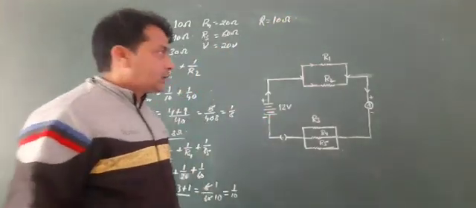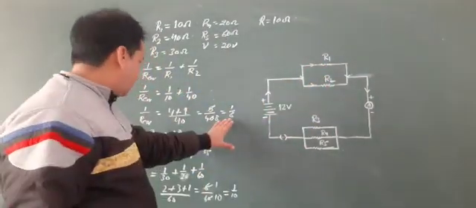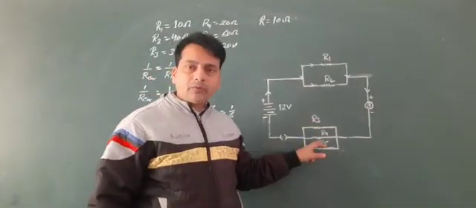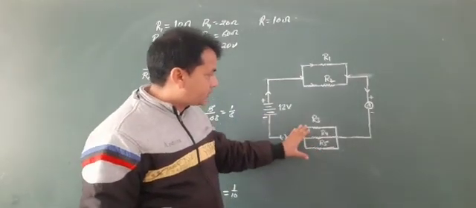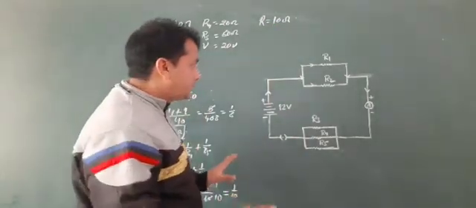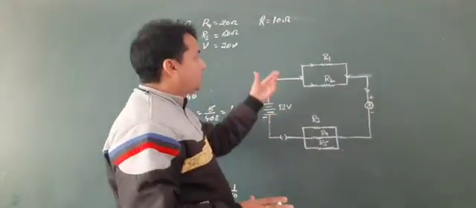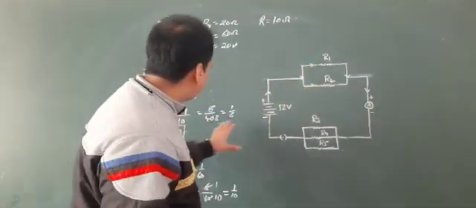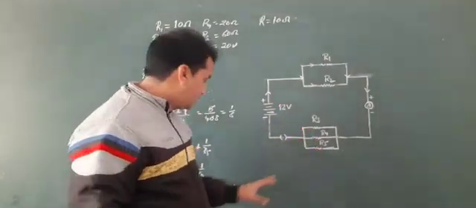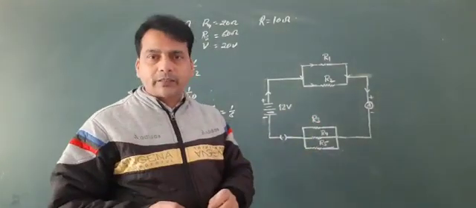So it is clear that the equivalent resistance of R1 and R2 is 8 ohm, and the equivalent resistance of R3, R4 and R5 is 10 ohm. So in this circuit diagram, for the total effective resistance, the 8 ohm and 10 ohm are connected in series combination.